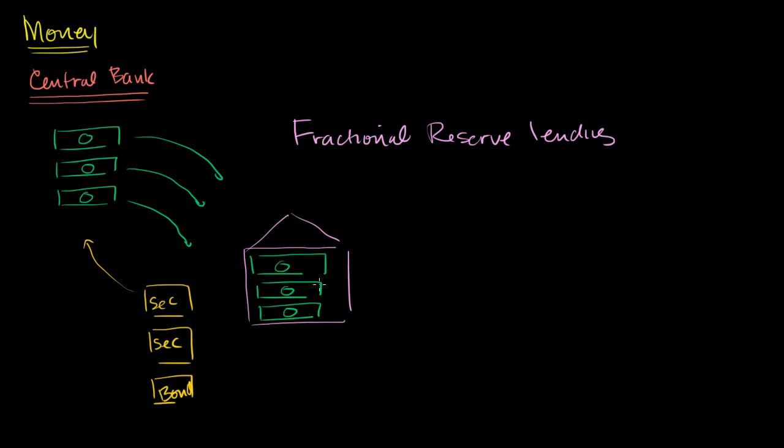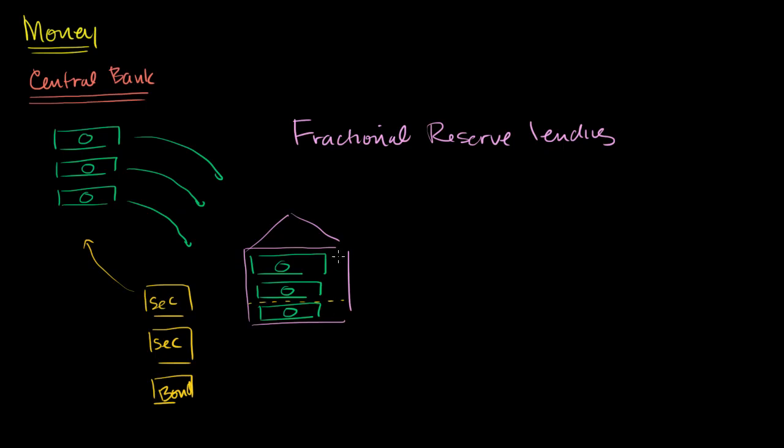But the reality is that this bank is allowed to keep only a fraction of these reserves and lend the rest of it out. In order for the system to not be super fragile, the central bank then also insures these banks, but we'll talk about that in more depth. But here I just want to show you how the money is created in this fractional reserve lending system.